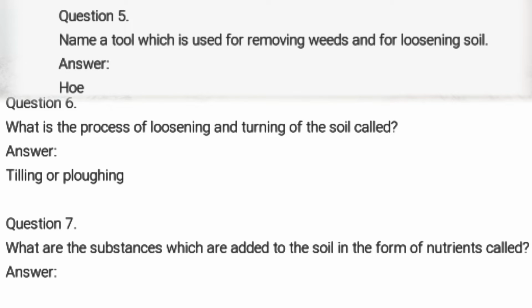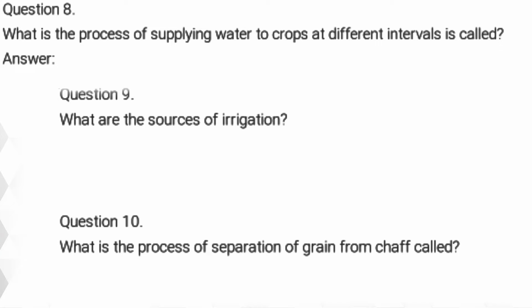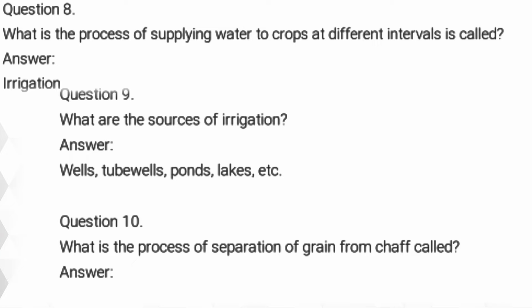Seventh question is, what are the substances which are added to soil in the form of nutrients called? And the answer is manures and fertilizers. Eighth question is, what is the process of supplying water to crops at different intervals called? And the answer is irrigation. Ninth question is, what are the sources of irrigation? And the answer is wells, tube wells, ponds, lake, etc.